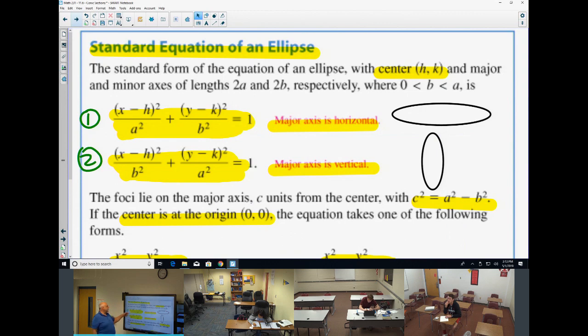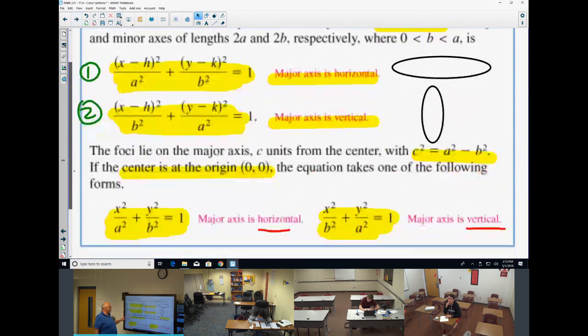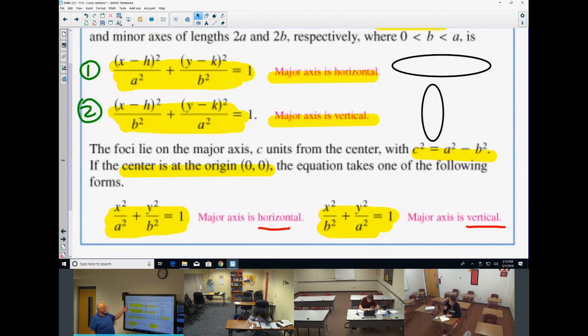Now, if the center is at (0, 0), then these two simplify considerably to these two. And again, how I remember the major axis being vertical or horizontal is which number on the bottom is bigger.